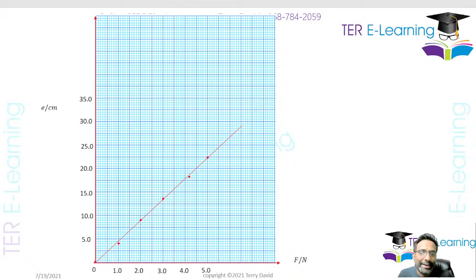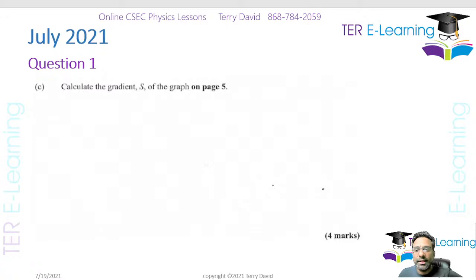All right? It's the same graph here. Now the first part, they want us to find the gradient of the graph. You all should have known how to find gradient. So gradient, or my slope, is given by this formula here: y2 minus y1 over x2 minus x1. That's what I'm going to use.